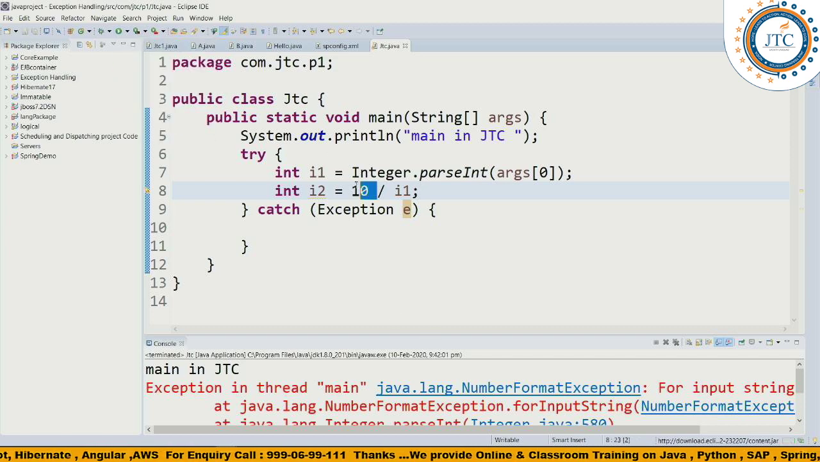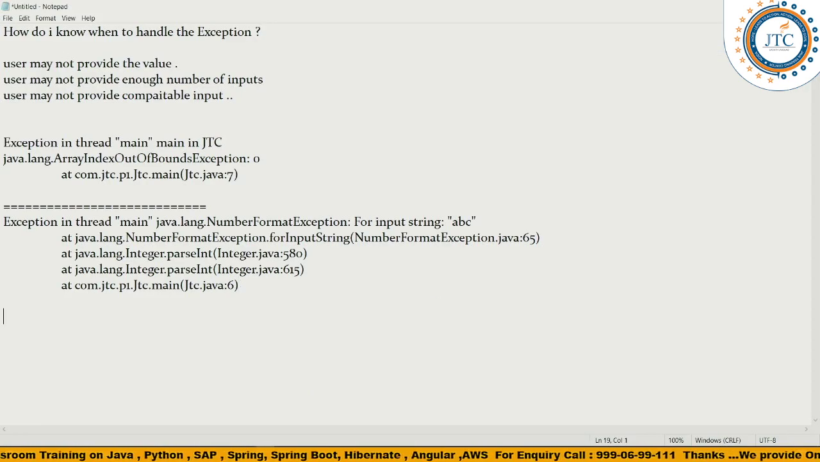Second thing, maybe what the user is doing. See here, 10 divided by I1 is there, right? If the value of I1 is equal to 1, 2, anything, you can write anything till n, it doesn't matter here. But at the same time, if I1 is equal to 0, what will happen? If I am writing I1 is equal to 0, what is going to happen?